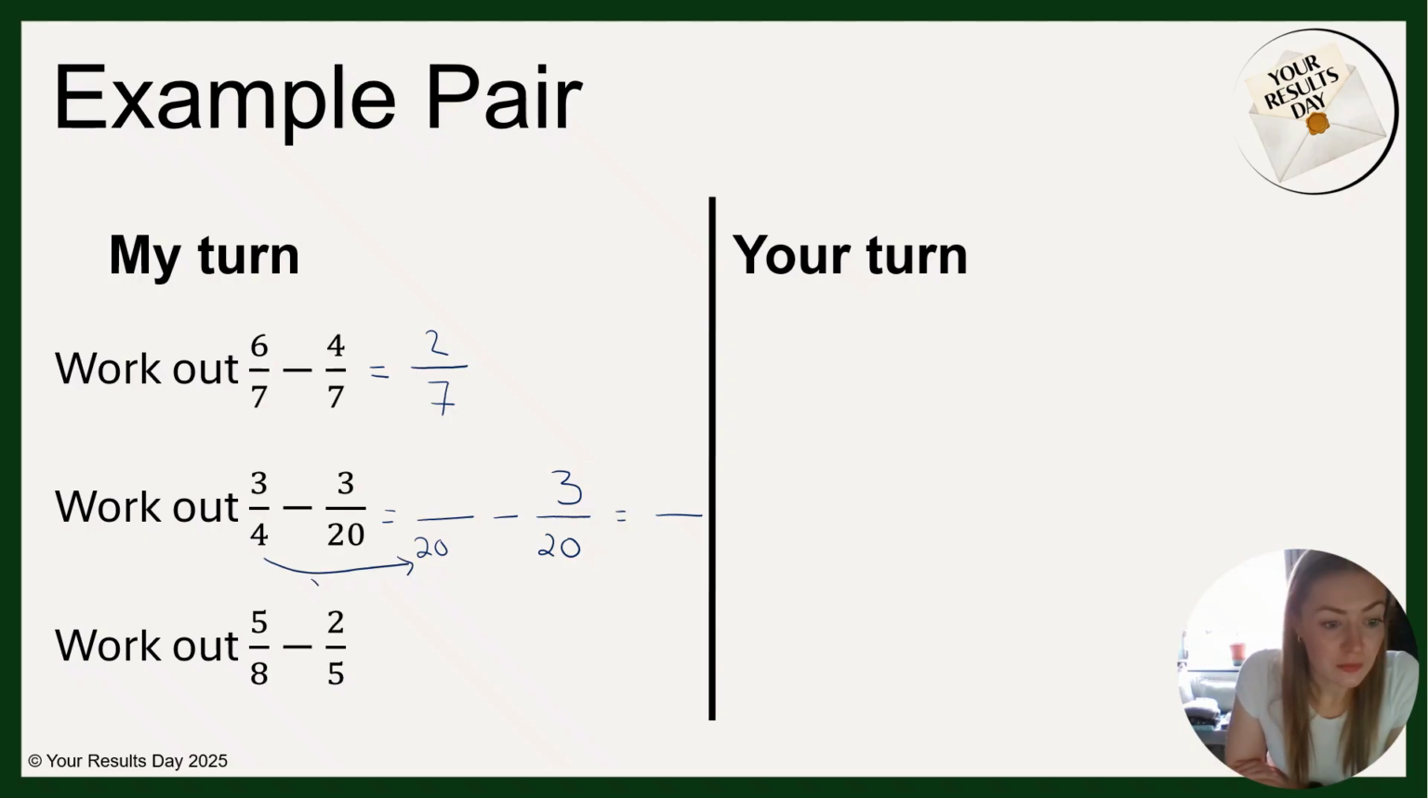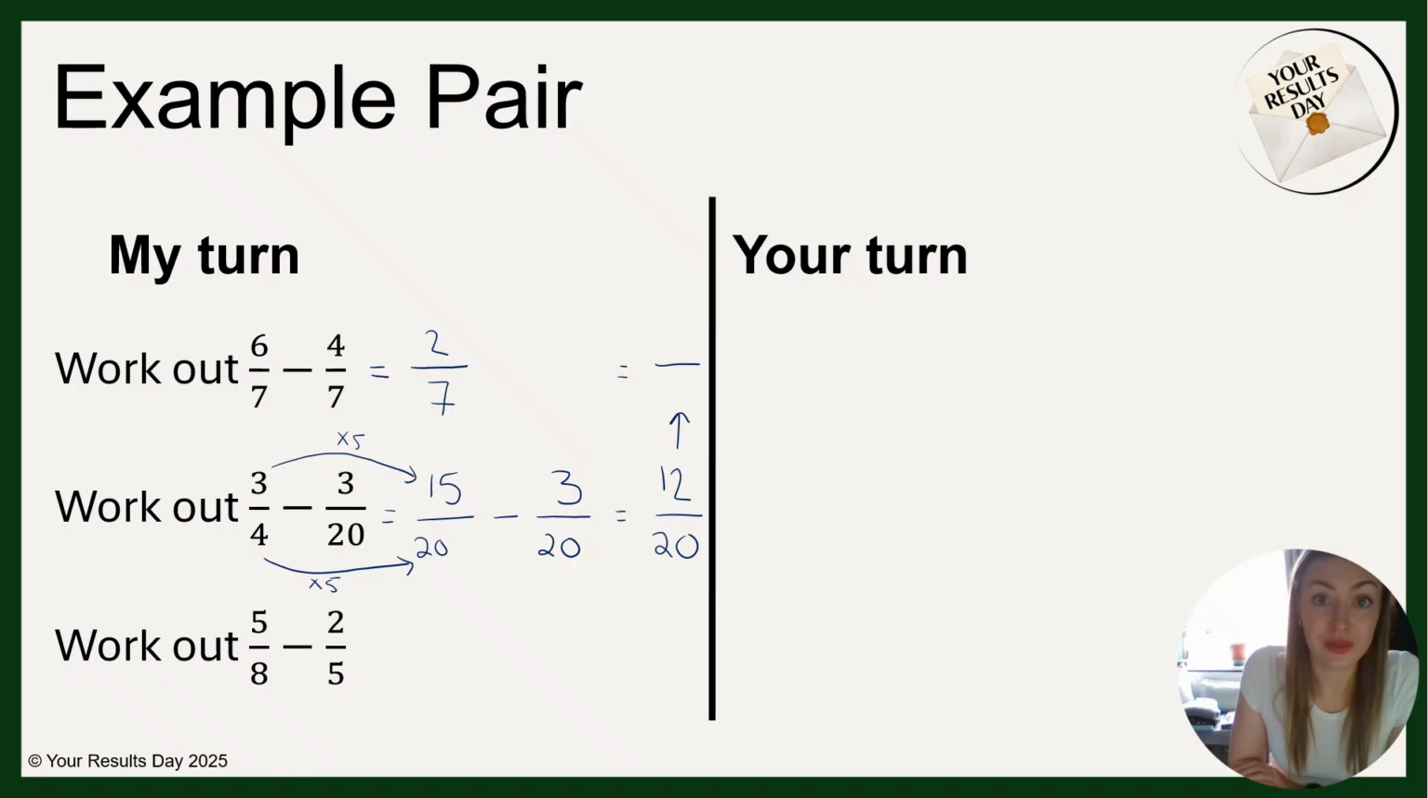4s into 20 go 5 times, and 3 times 5, because we do the same to the top as we did to the bottom, is 15. The denominator is now the same, so it will stay the same, and if I've got 15 20ths and I take away 3 of those 20ths, I'll be left with 12 20ths, which doesn't need to be converted to a mixed number, but we can simplify it because both of these numbers are divisible by 2, but they're also both divisible by 4. So we always try to divide by as much as possible, and you can do that in small steps if you need to, or one big jump.